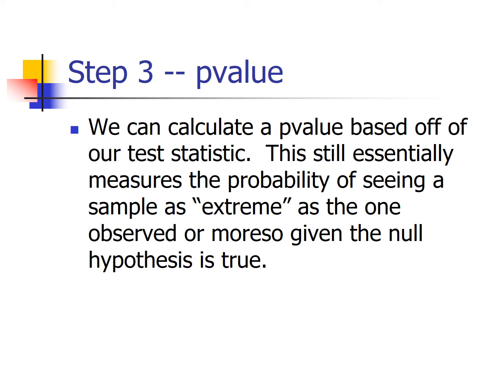Once we've generated our test statistic, since we know its probability distribution, we said it's this enigmatic chi-squared distribution, we can use a computer or software program to look at probabilities and generate p-values. The p-value is still essentially measuring the probability of seeing a sample as extreme as the one observed or more so, given the null hypothesis is true.